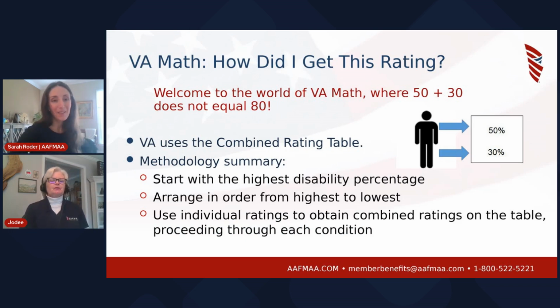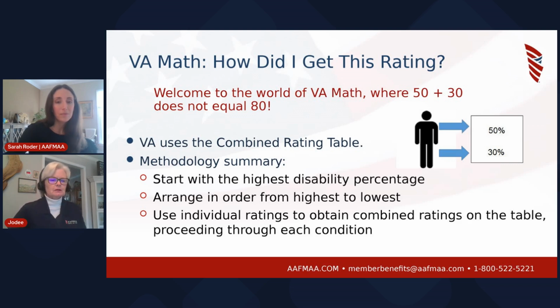Okay, so the world of VA math. When you and I are doing math, we would take 50 and add 30 and we would come up with 80, right? No, not with the VA. We call it VA math, but they use their own combined rating. The methodology behind this is that they start with the highest disability percentage and they arrange all of the ratings from highest to lowest, and then they use the combination ratings on a table that I will show you. They proceed through each of the conditions.